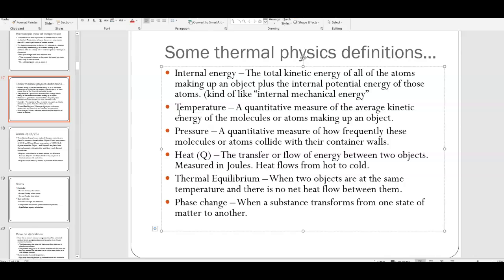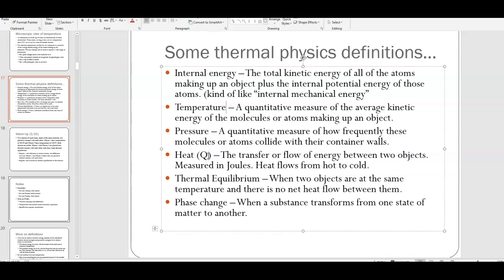Temperature we've talked about before. Notice, by the way, in the notes it says temperature is a quantitative measure of the average kinetic energy of the molecules or atoms making up an object. Quantitative just means with numbers. Now, temperature does not have units of energy. Okay, so temperature is not equal to this, but it is a measure of this. Pressure, a quantitative measure of how frequently these molecules or atoms collide with their container walls. So we've talked about those in the last video.